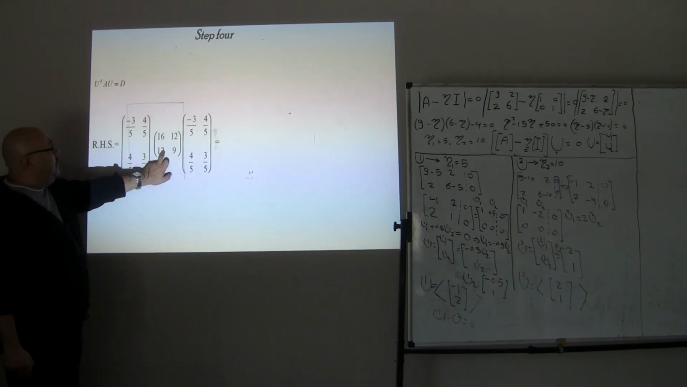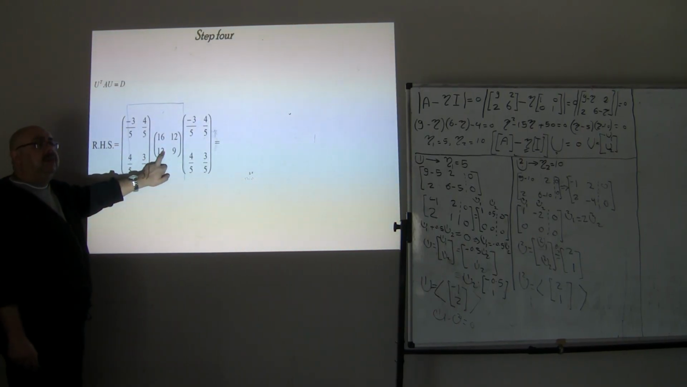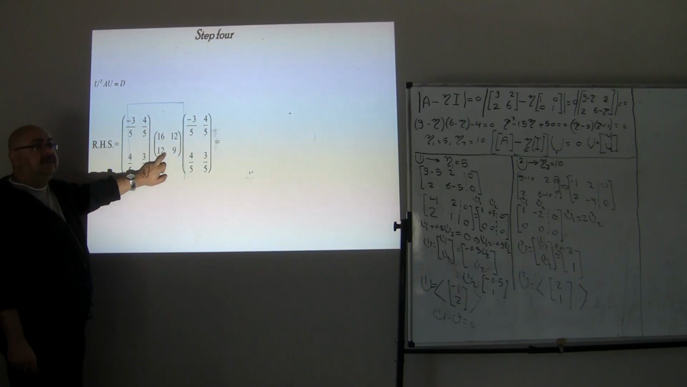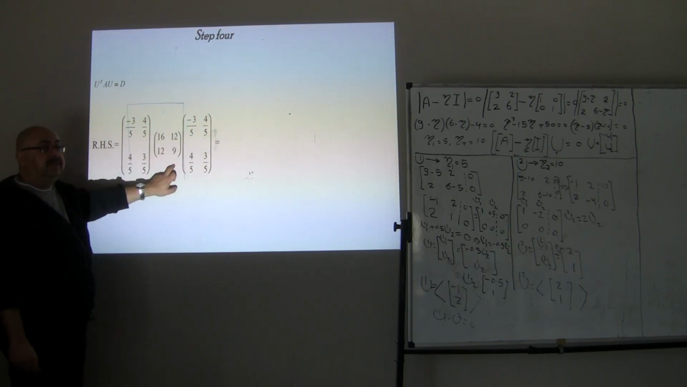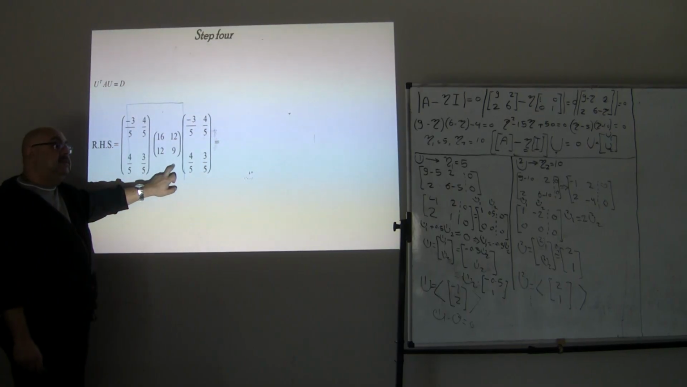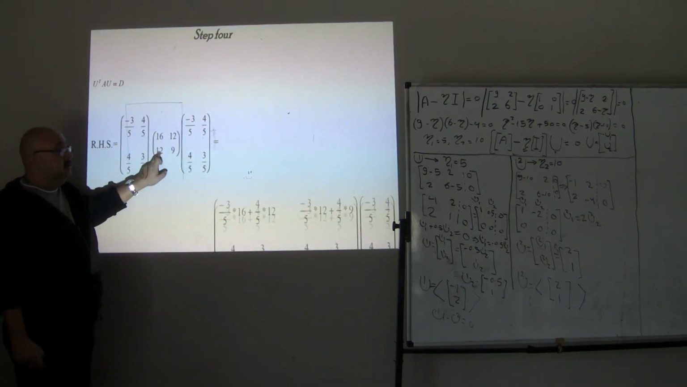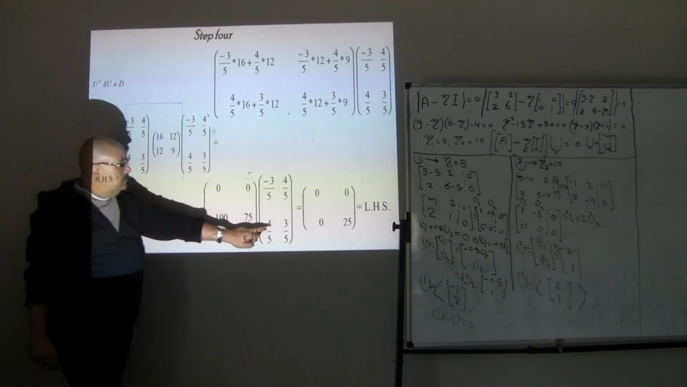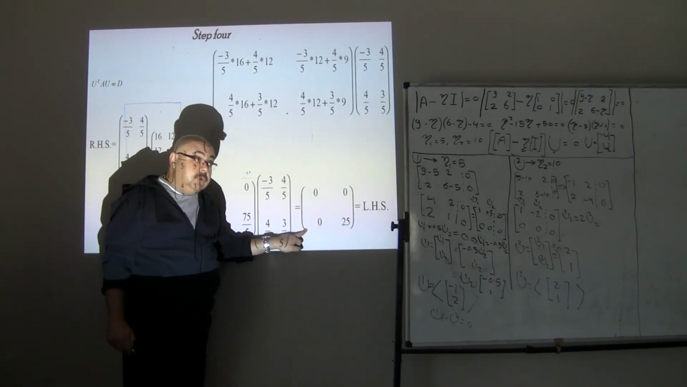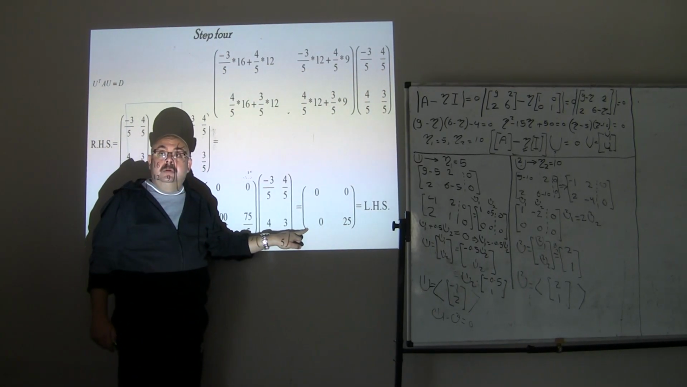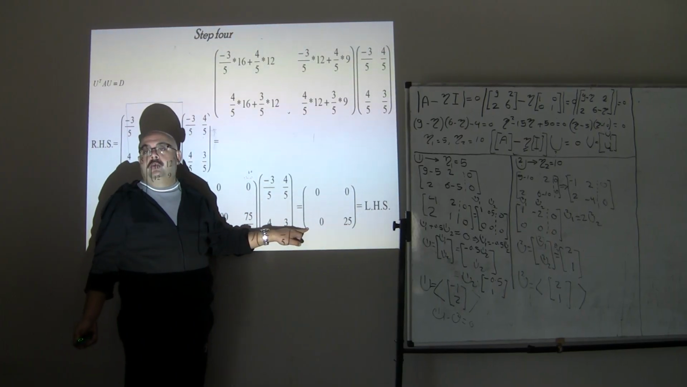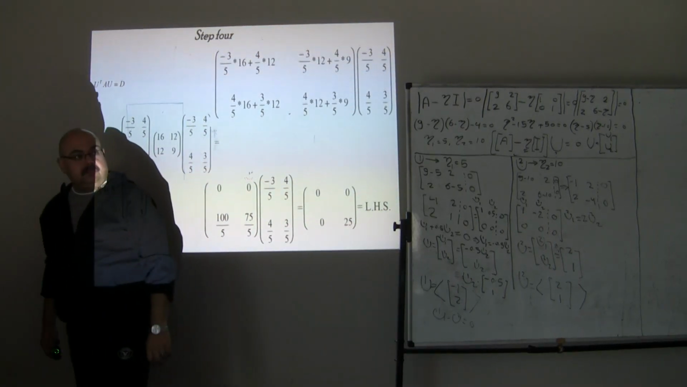I can get a similar matrix to this one. Now, what's the similar matrix to this matrix? It's going to be 0 and 25. Am I right? The similar matrix, the diagonal form of this matrix, will be 0, 25. Here we go. The eigenvalue was 25. Any problems?